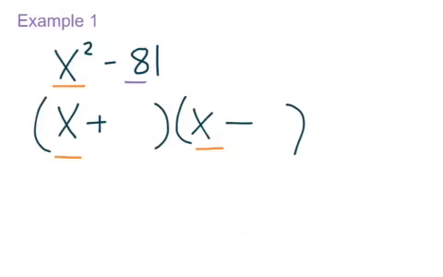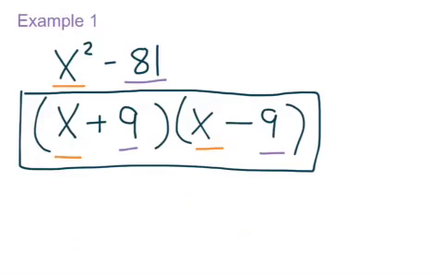Next I need to take the square root of 81. The square root of 81 is 9. So I put 9 in the second spot of each binomial. And that's my final answer. Notice that the two binomials look almost exactly the same. The only difference is that one has a plus sign and one has a minus sign. Press pause and get this copied down.